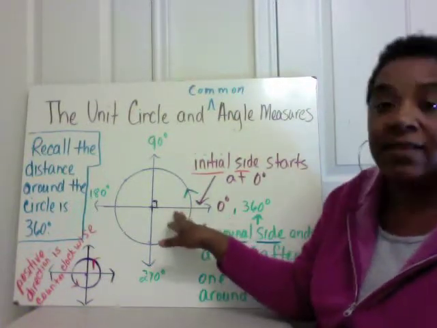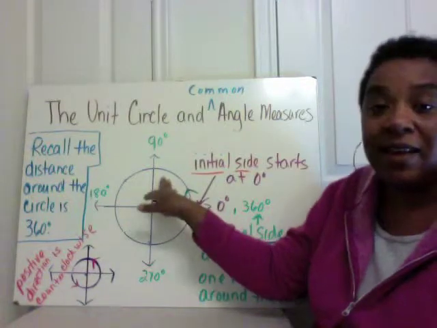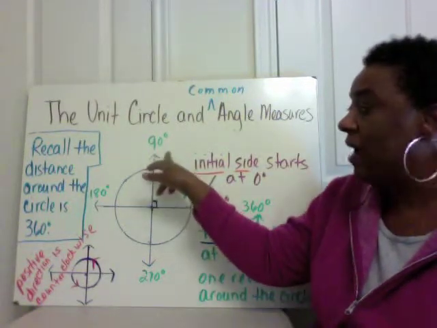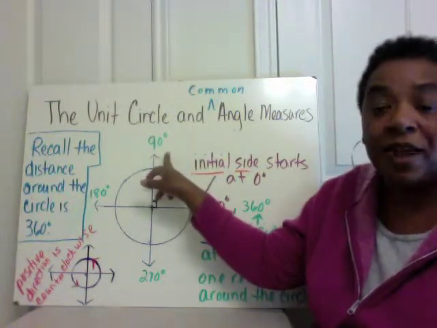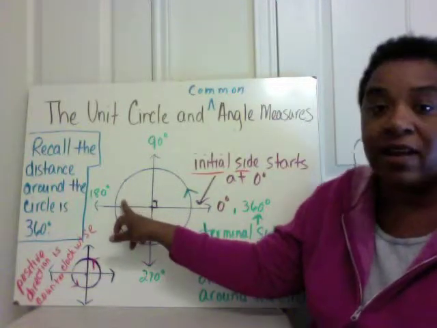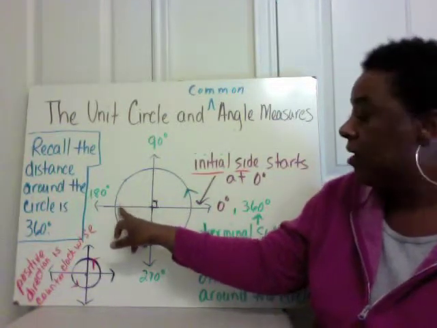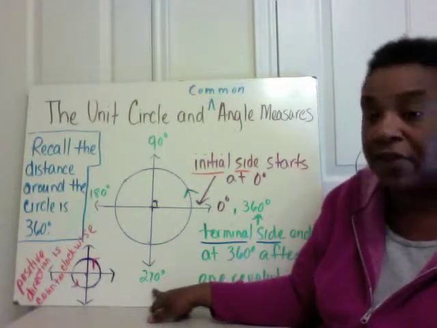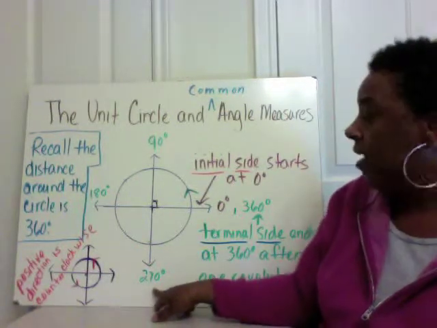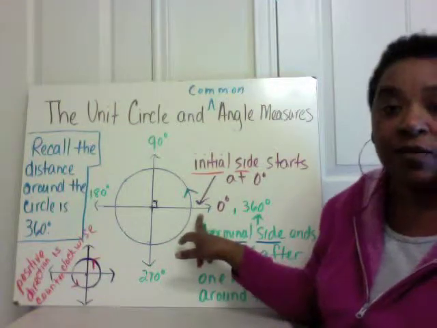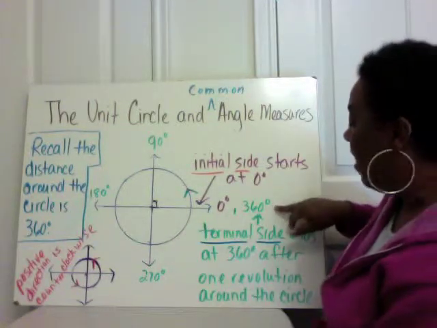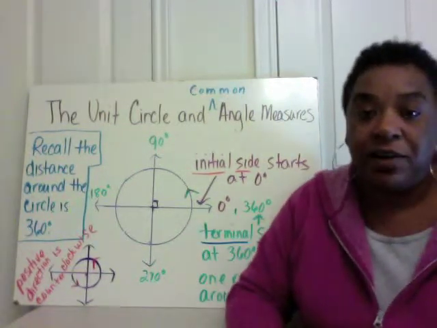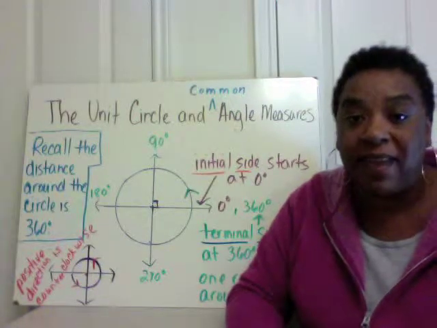So starting at this initial side and going 90 degrees around the circle, we're at 90 degrees. Another 90 degrees around the circle and we're at 180 degrees. Another distance of 90 degrees around the circle and we're at 270 degrees. And then a full revolution around the circle arrives us at 360 degrees, which we can call the terminal side.